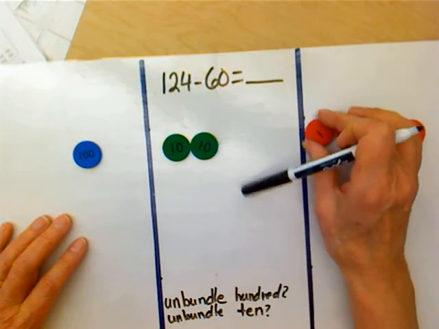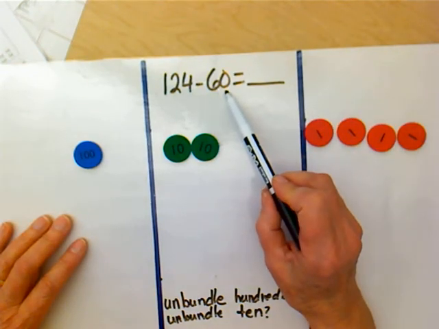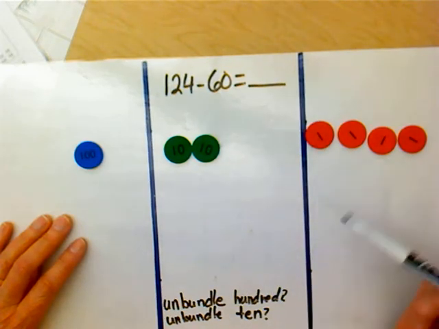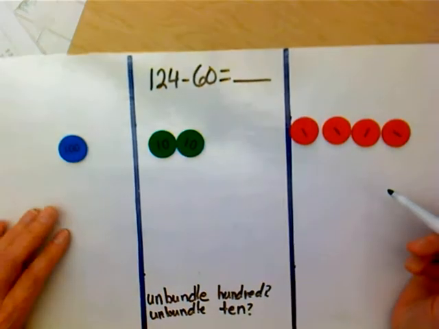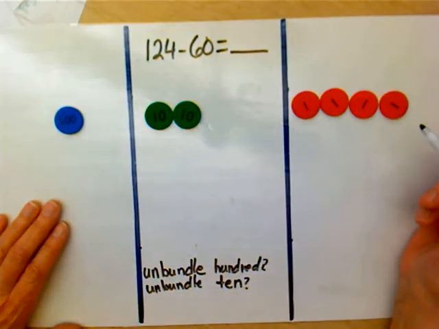So I'm going to start in my ones, and I'm going to ask myself the question, can I take 0 ones away from 4 ones? So I've got 4 ones here. Can I take 0 ones away from that? Well, I hope you said yes that you could, because I could easily take 0 away because I have 4.